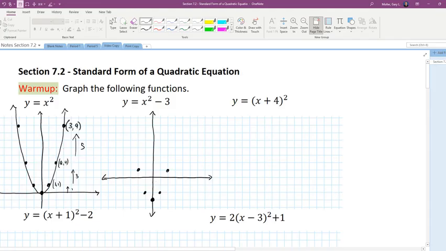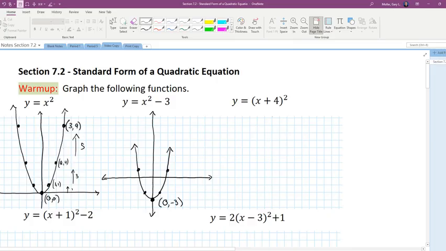And at very minimum, I want 5 points, the vertex, and then 2 points on each side. Speaking of the vertex, we should probably get in the habit of labeling this. This is the point 0, negative 3. This, of course, is the point 0, 0.